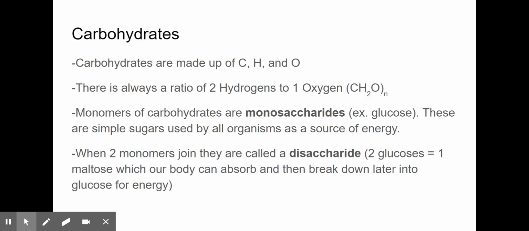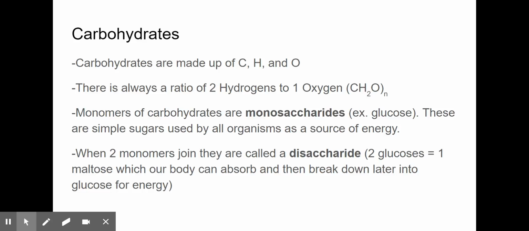Do you guys remember what energy is? ATP, yeah. And where is it produced? Mitochondria, powerhouse of the cell. So glucose is actually, and we'll look at how this happens, turned into energy as ATP. And it's a monomer of carbohydrate.